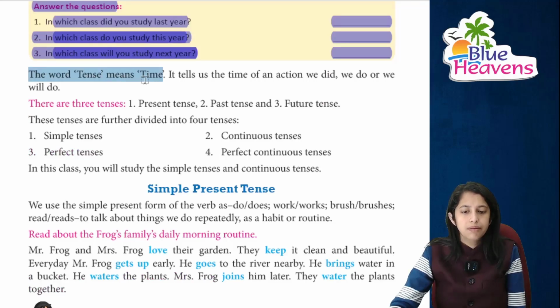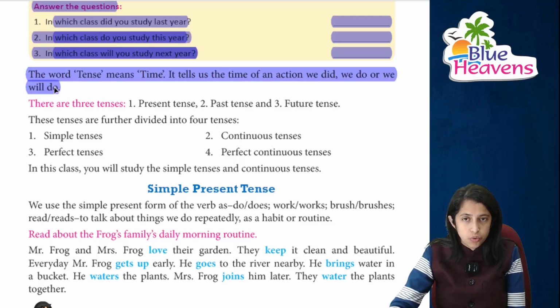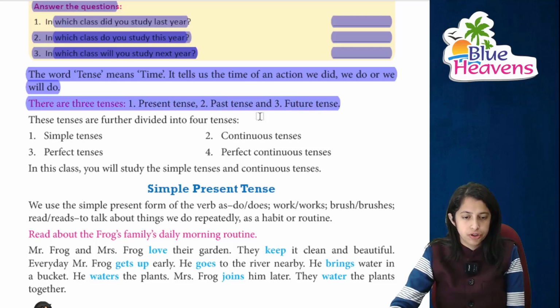So the word tense का मतलब क्या होता है? Time. It tells us the time of an action, कि action कब हुआ है. That is, we did, we do or we will do. हम करेंगे या फिर कर चुके हैं या फिर कर रहे हैं. There are three types of tenses: present, past and future, right?